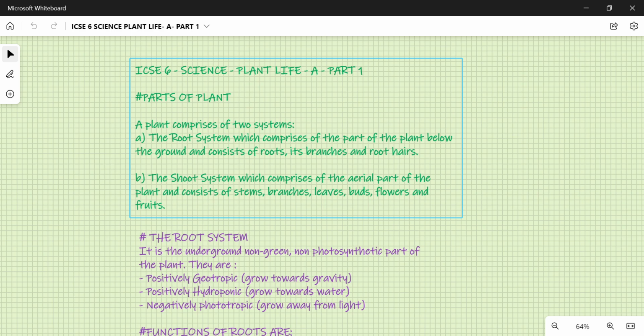A plant has two parts, the shoot system and the root system. The root system comprises the part of the plant which is below the ground. So it has its roots, the root branches and the root hairs. The second part of the plant is the shoot system, which grows above the ground. That is the aerial part of the plant, and it consists of stems, branches, leaves, buds, flowers, and fruits.